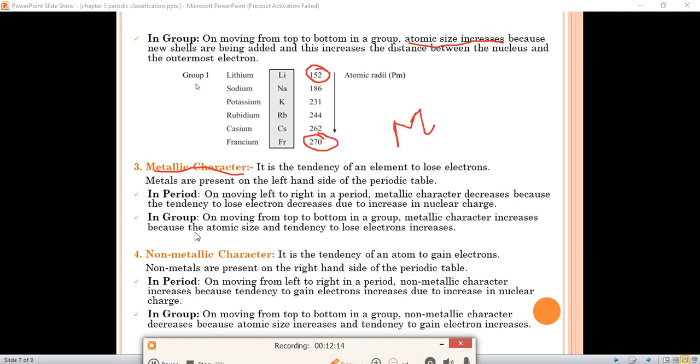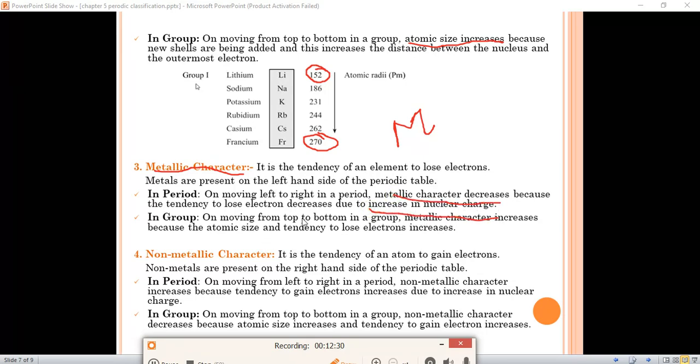So metallic character will decrease. Why? What is the reason for this? Because the nuclear charge will increase. When we move from left to right in a period, metallic character will decrease because nuclear charge will increase. You have to remember only this one. Metallic character will decrease because nuclear charge will increase.